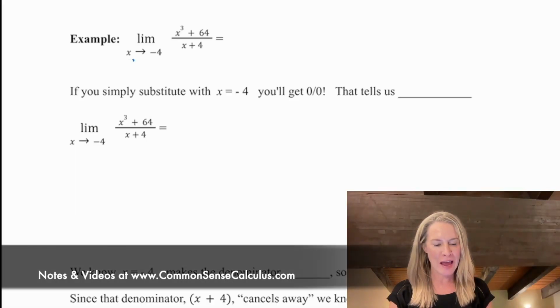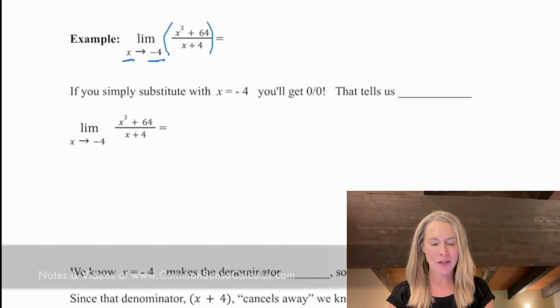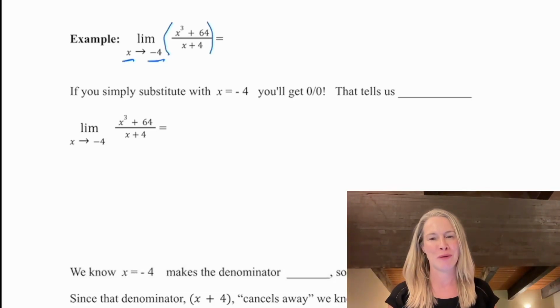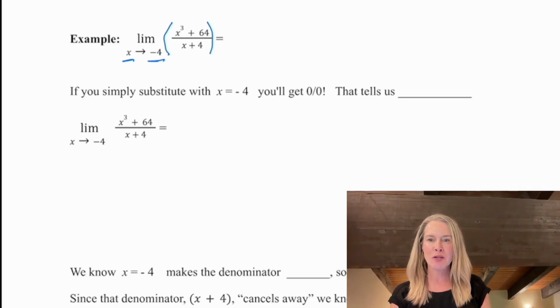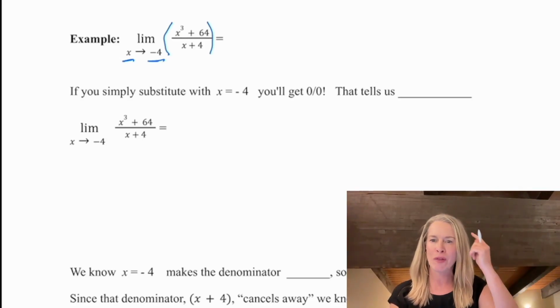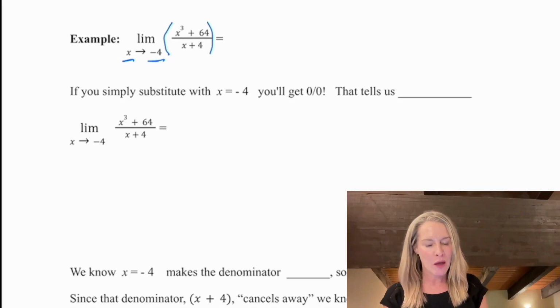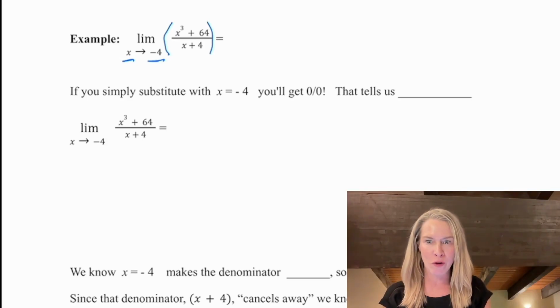Hi, I'm Amy. Let's take a look at a limits problem where we can use factoring to help evaluate it. My example here has x approaching -4, and the function we're looking at is (x cubed plus 64) over (x plus 4). So we try direct substitution first. That's always what you want to try, whether it's in your head or on your paper. So we're going to plug in -4 for our x value.